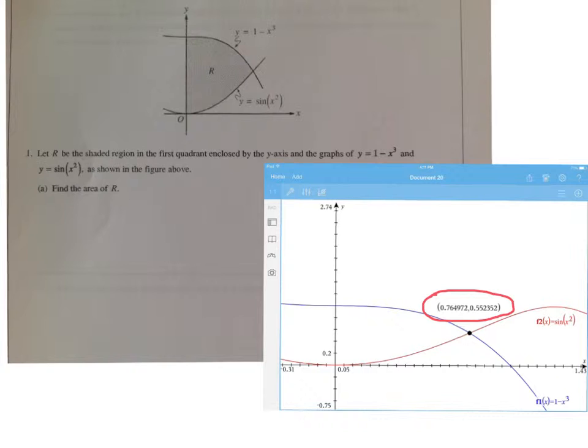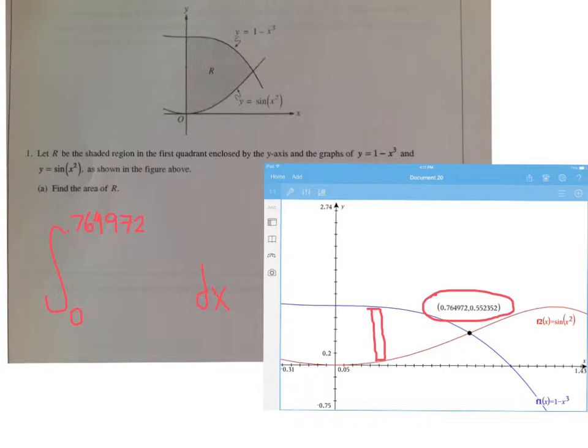Now, I want to find the area of this region. So I draw my representative rectangle, and we see immediately that it's in respect to x, so I'm going to write dx. And the lower limit is 0, and the upper limit is 0.764972. Then I go the upper function minus the lower function.